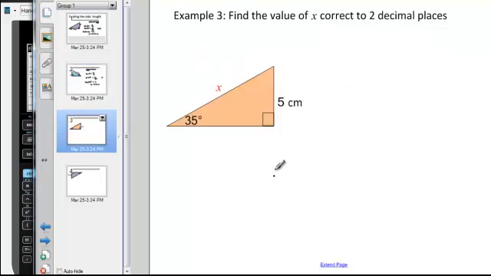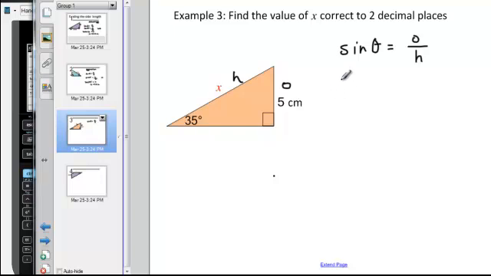Okay, our next example is a little bit harder, and you're going to see why in a second. Again, we want to find the value of x correct to 2 decimal places. Let's start the same way as the other 2 examples. Our angle is down here, 35 degrees. Let's label the sides. The one we want to find is our hypotenuse, and this is the opposite side. Hopefully you remember from the last example that if we've got the opposite and the hypotenuse, we're using the sine ratio. So the sine of theta is equal to the opposite over the hypotenuse.